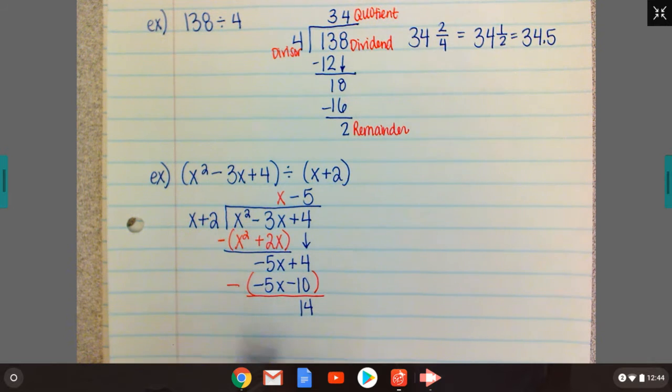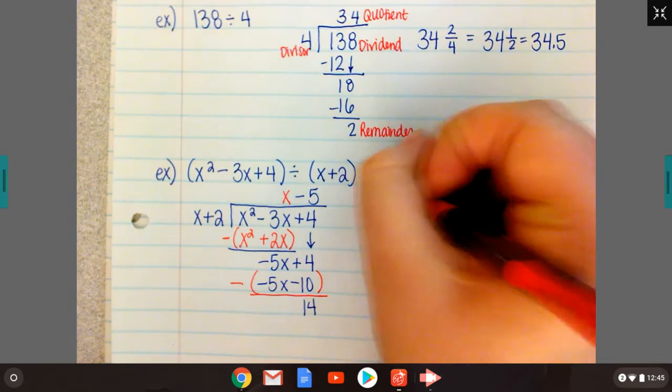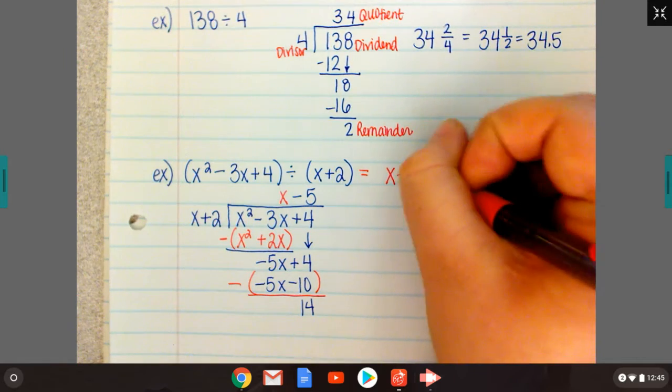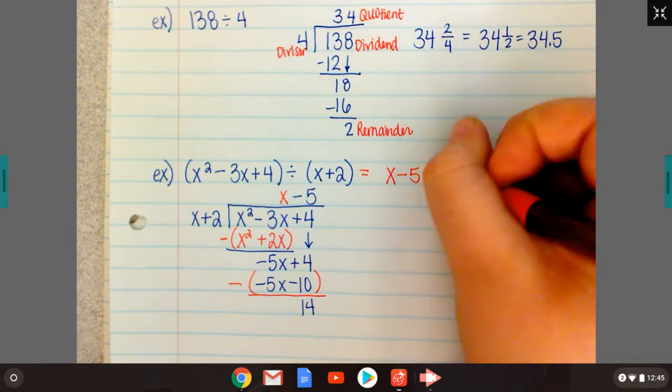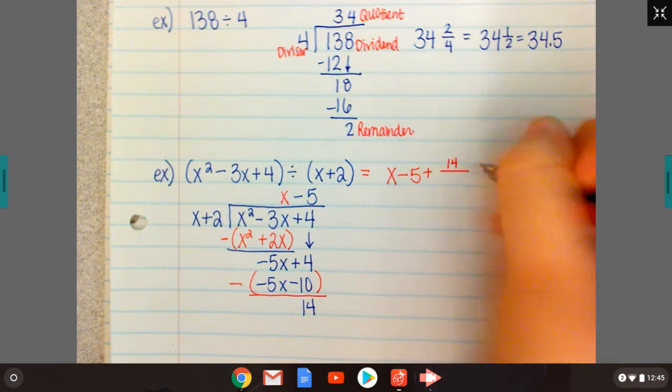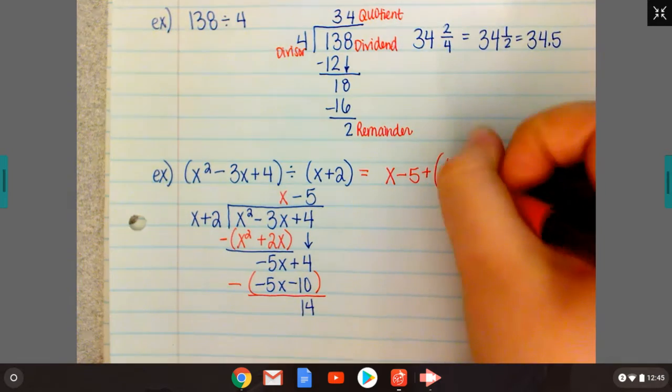And now notice, since my degree here is a constant, it has degree 0, and the degree of my divisor was 1. Since the degree of the remainder at this point is lower than the degree of the divisor, we have to stop. There's no more going into it that I can do. x times nothing is 14. So we're all done there, and I can write my final answer like this. I have x minus 5 as my quotient, plus my remainder 14 over my original divisor, x plus 2.